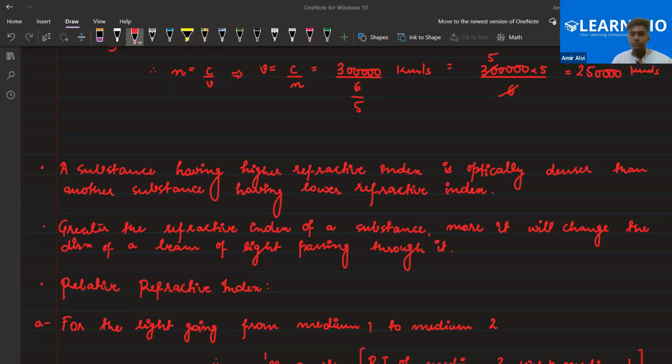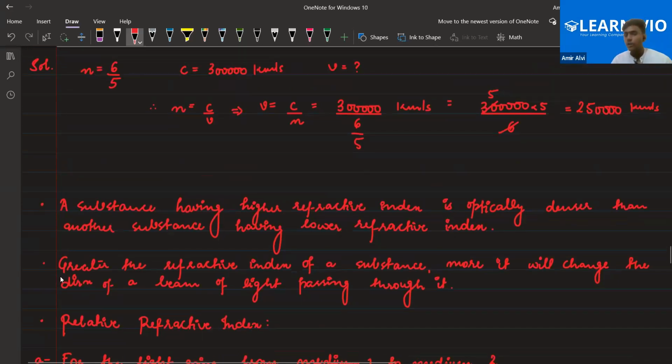Can you explain it again? I didn't understand clearly. I'm saying the greater the value of refractive index of a substance, it will refract the light more. Simple words. Value of refractive index determines how much the light will refract. More the refractive index, more will be the refraction. Lesser the refractive index, lesser will be the refraction. Simple. Clear? Okay.